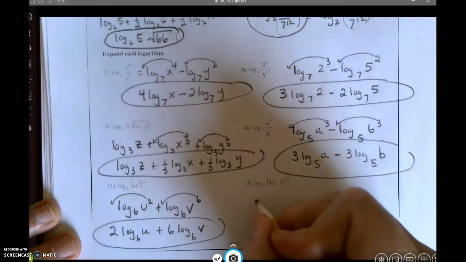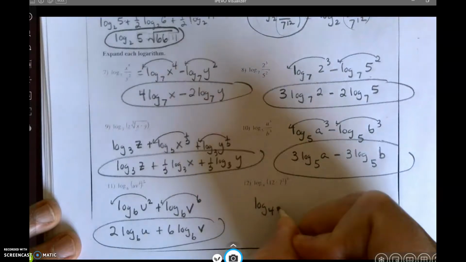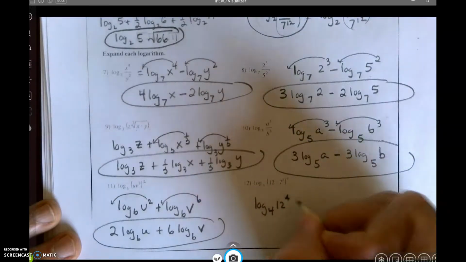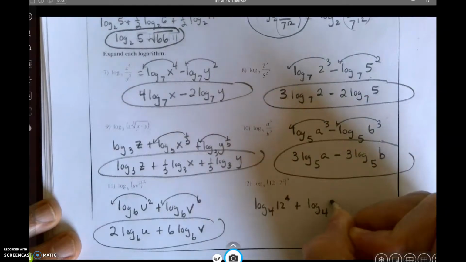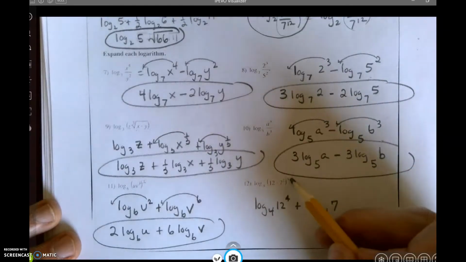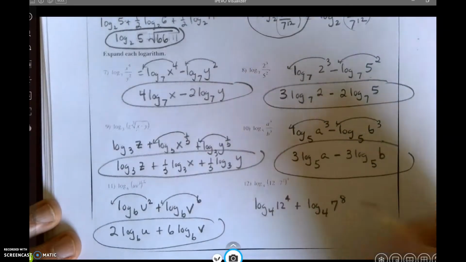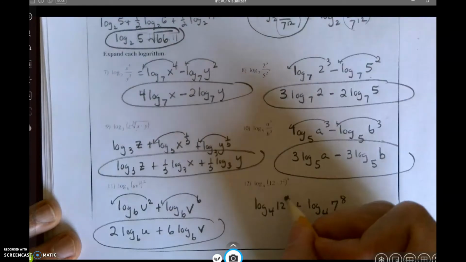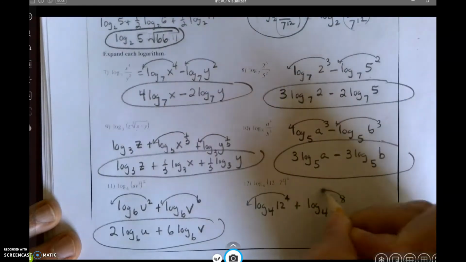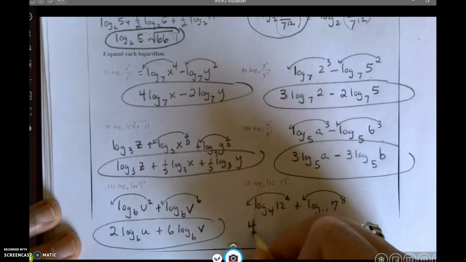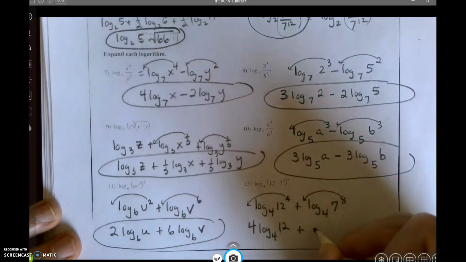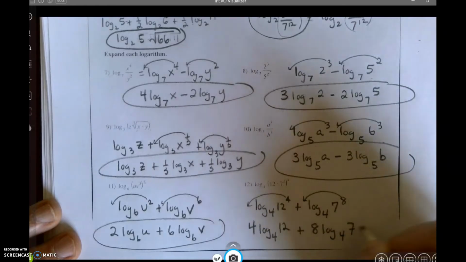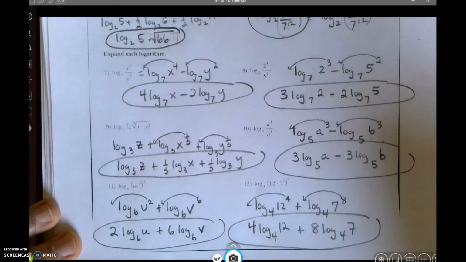And lastly, log base 4 of 12 to the 4th plus log base 4 of 7. Power to a power we multiply, so that's going to become to the 8th. Those exponents moved to the front. And I get 4 log base 4 of 12 plus 8 log base 4 of 7. And I'm done.